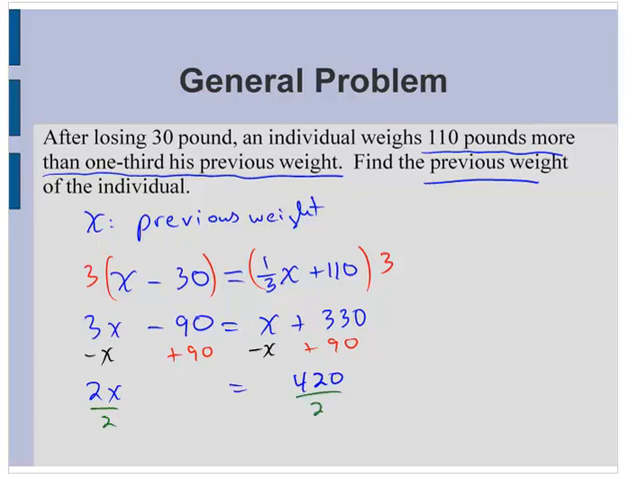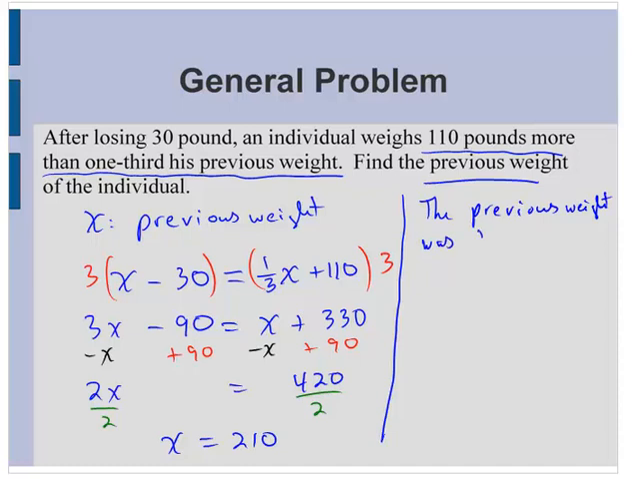Dividing through by 2, x is 210. So the previous weight was 210 pounds.